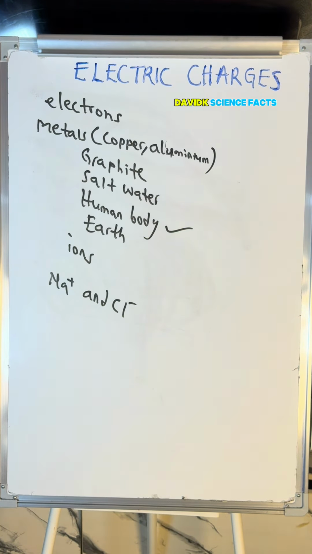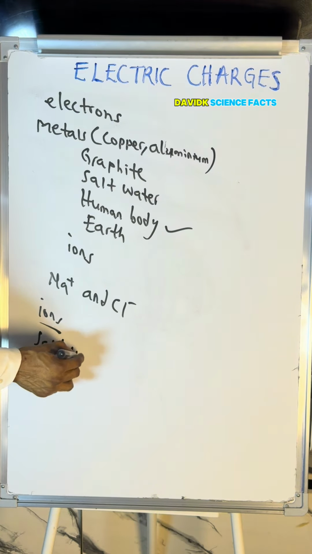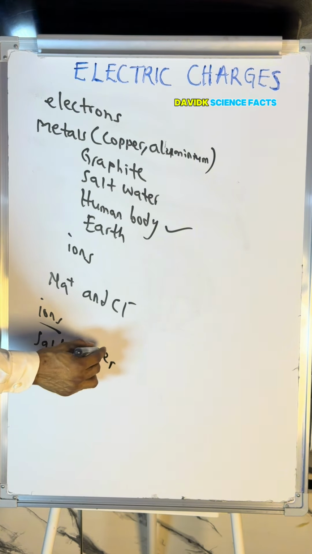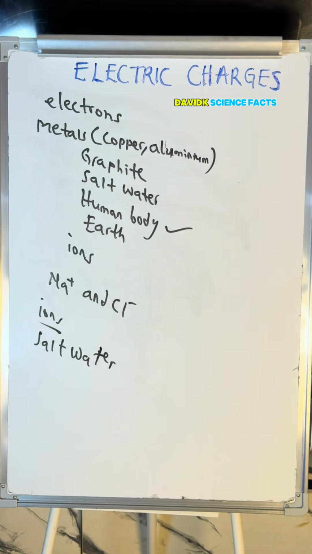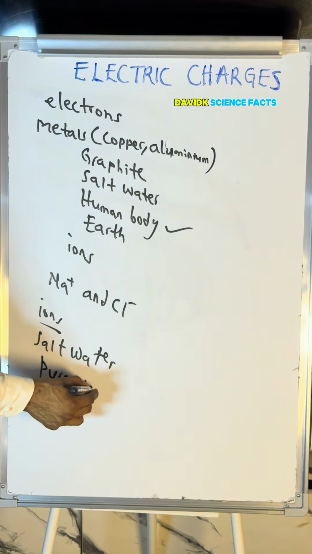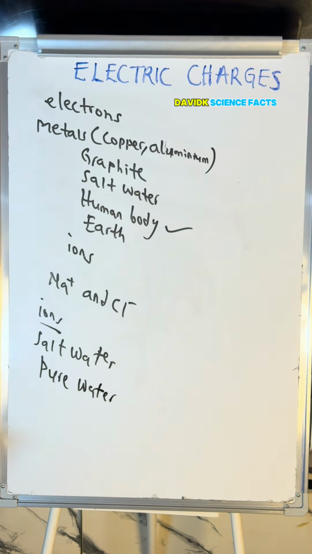So salt water conducts electricity because it contains mobile ions. Do you understand? So take note, salt water is a good conductor, while pure water is a poor conductor.